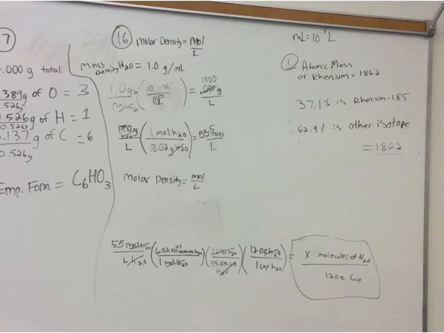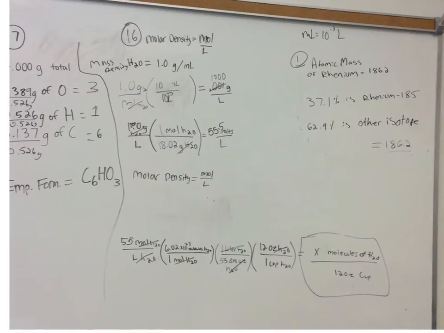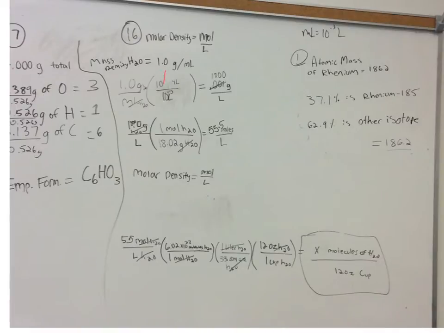Okay, molar density, moles per liter, and we know that the mass density is 1 gram per milliliter, so we have a conversion here that there's 1 milliliter for 10 to the minus 3 liters, gives you 1,000 grams per liter, and then you do this conversion here to get to moles per liter, so the molar density is 55.5 moles per liter, and then if you multiply that out you can get the number of molecules, 1.2 times 10 to the 25. Okay. Good. That's a lot of work.